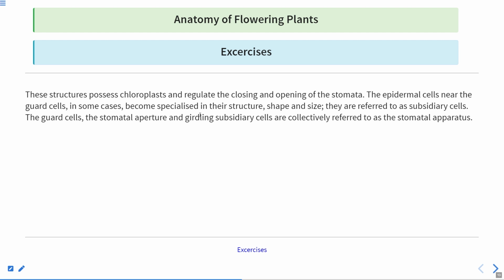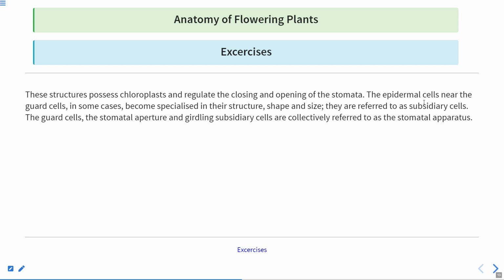So these guard cells have chloroplasts in them, which means they are carrying out photosynthesis. They are synthesizing sugar, right? They are synthesizing the food material, glucose, and that can regulate the opening and closing of the stomata.